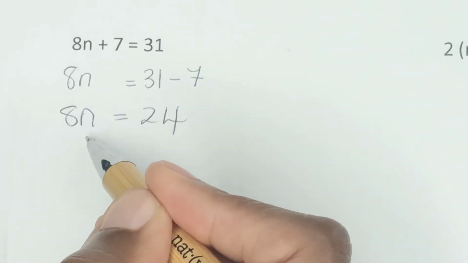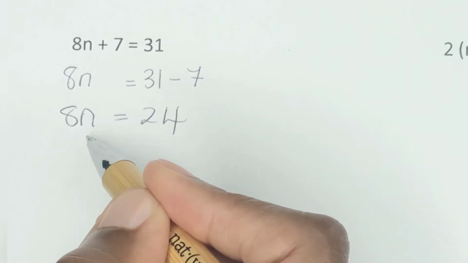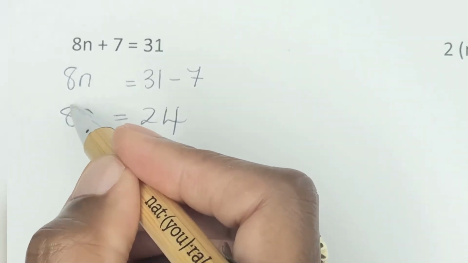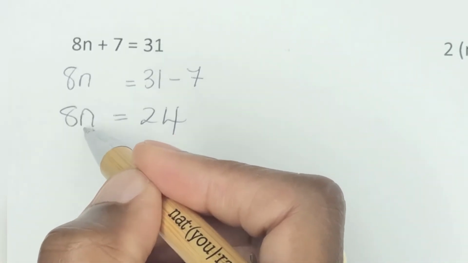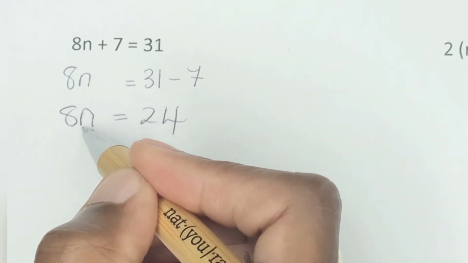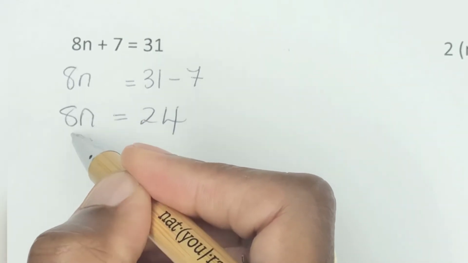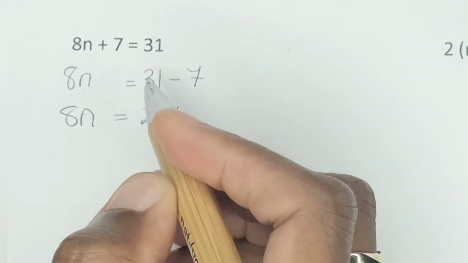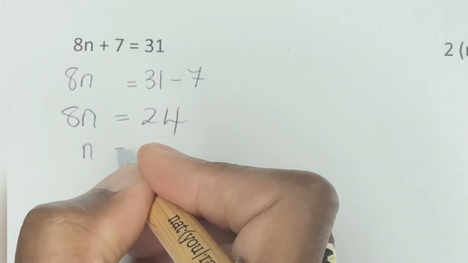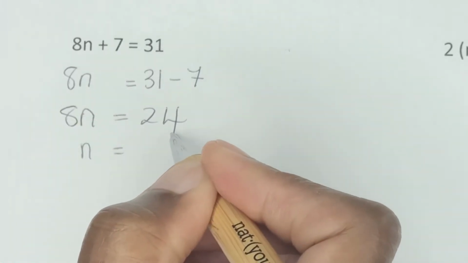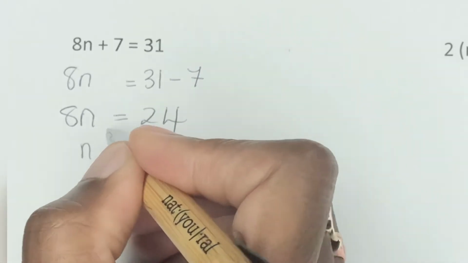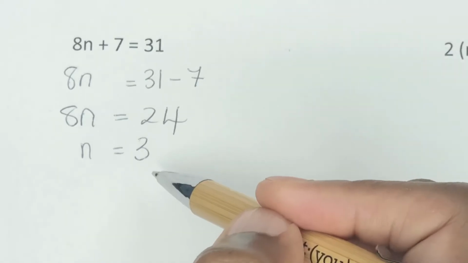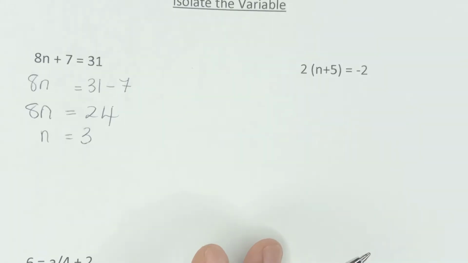The variable is still not by itself. It's still not alone. It's still not isolated. How do we get it isolated? This 8n means 8 times n. Anytime you have a number and the variable right next to it, it's a multiply. But what we need to do is the inverse of multiplication, which is divide. So now we got n equals, and then the 8 goes underneath the 24, becoming 24 divided by 8, which will give us 3. So 3 quick, easy steps there. Let's look at the other one.